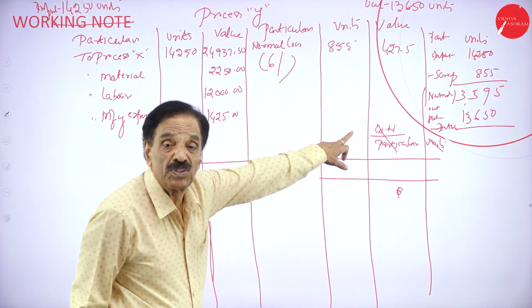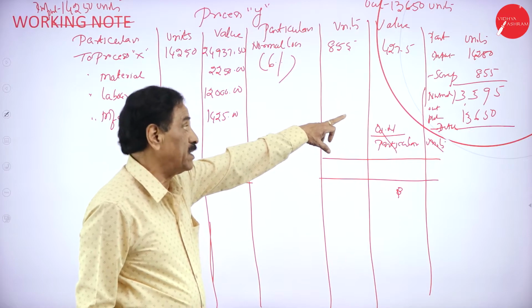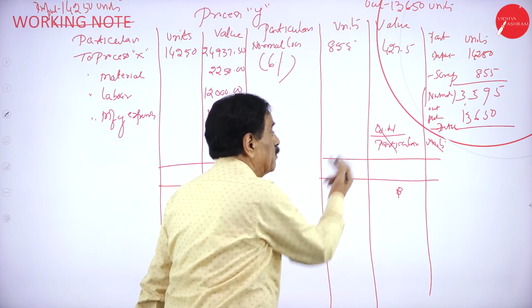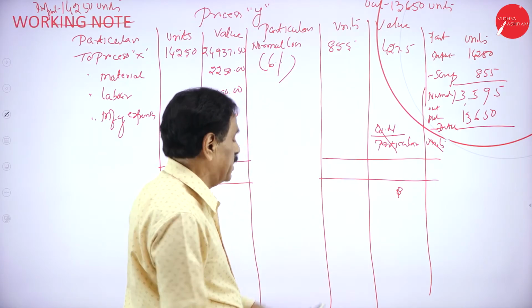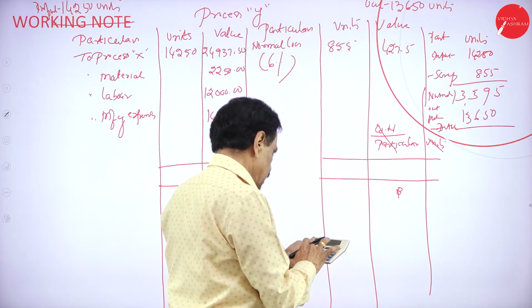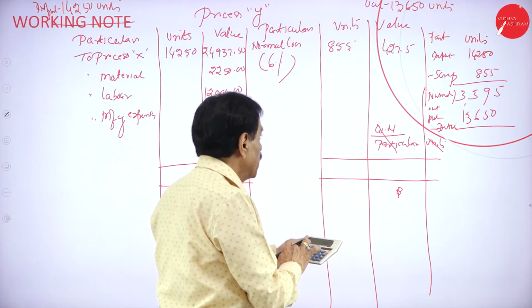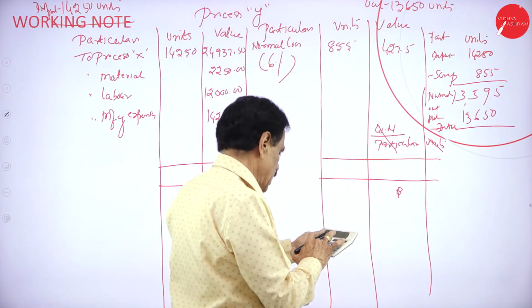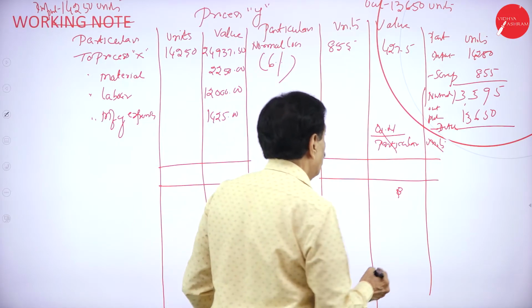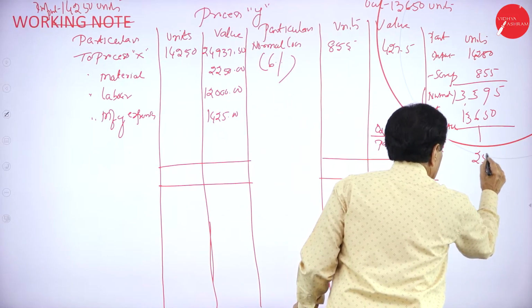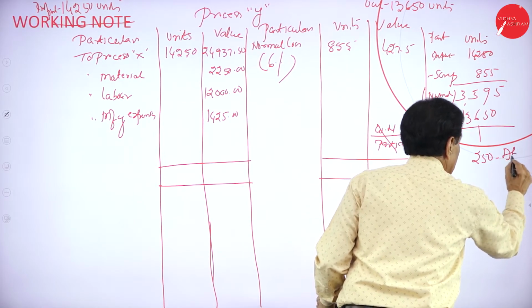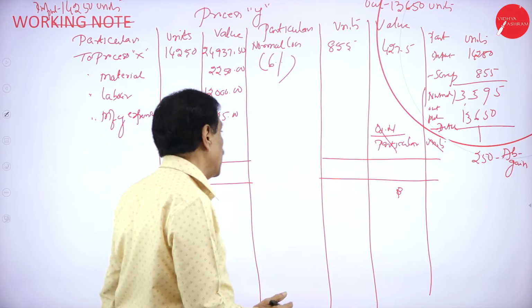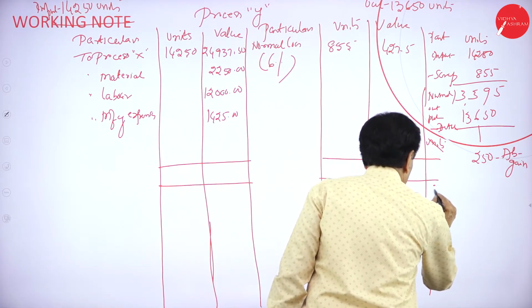So your input is 14,250 minus scrap 855. Normal output is 13,395 that we require. But what's your actual output? 13,650. So 13,650 minus 13,395 is 255. Abnormal gain. How many units have you gained? 255 units is the gain. Then working note number 2.